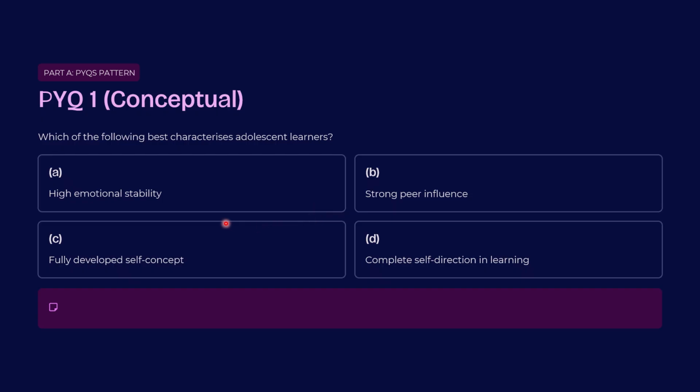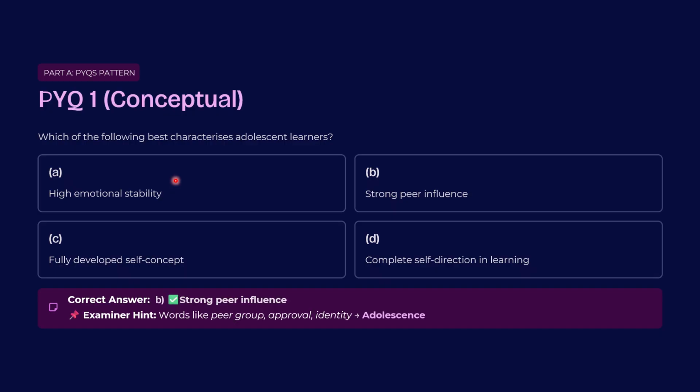Option A, high emotional stability. This is incorrect. Adolescence is often called the storm and stress period because teenagers experience frequent mood swings due to rapid physical, emotional, and hormonal changes. They are emotionally sensitive rather than emotionally stable.